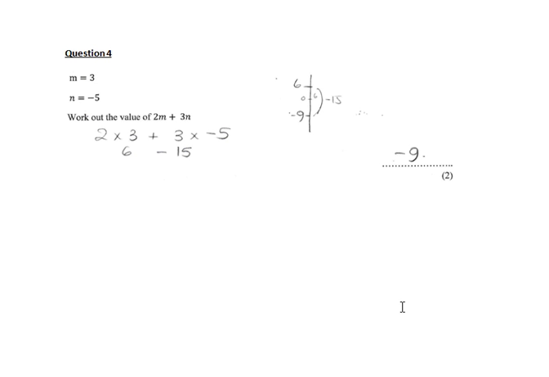On question number 4, if you just read out the question, replacing n with 3 and n with minus 5, remembering 2 terms next to each other means you multiply, that would have got you a mark. You could have just put it into your calculator, or you could have worked out the 2 multiplications first and then finished it off. Your answer is minus 9.